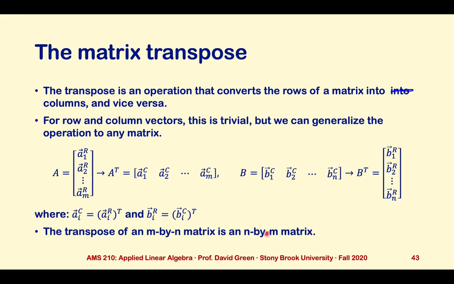Important to remember that because we're taking rows and making them columns and vice versa, when we take the transpose of a matrix, we change its size. If we start with a matrix with m rows and n columns, or m by n matrix, its transpose switches those. The number of columns of the original matrix becomes the number of rows of the transpose, and vice versa. Right?